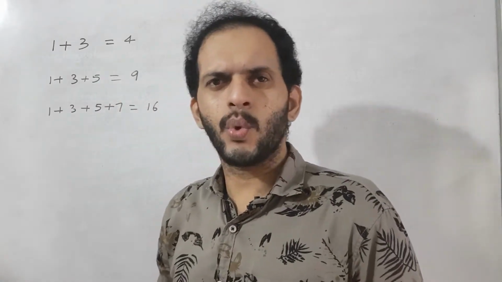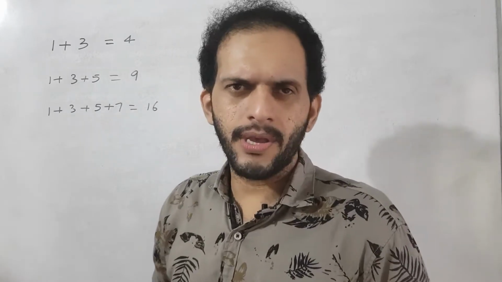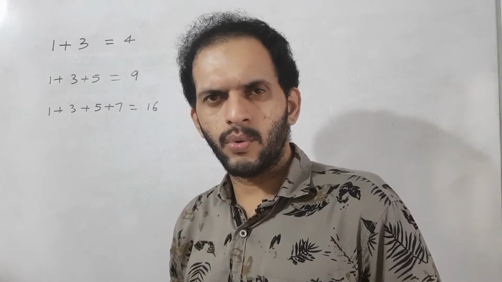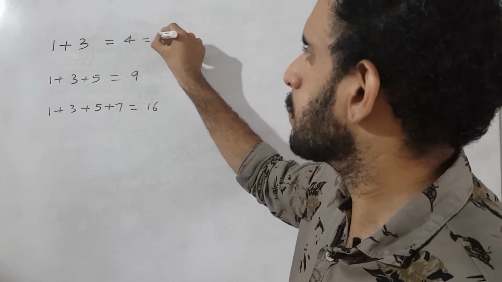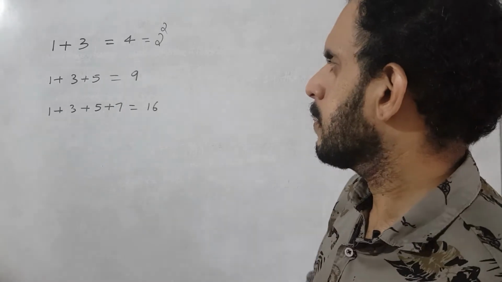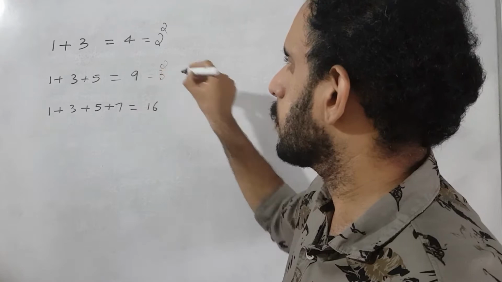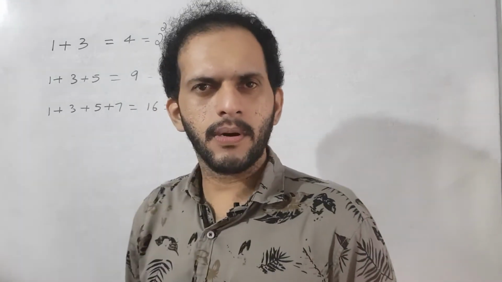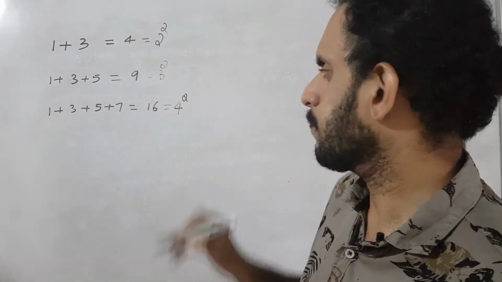4 is a square number, correct? Why? Because 4 is possible to write as the square of a natural number. Which one is that? That one is 2. That means 4 is possible to express as 2 squared. Then 9 is also a square, it is 3 squared. What is 16? 16 is also a perfect square number. That one is the square of 4. Then 4 squared is 16.